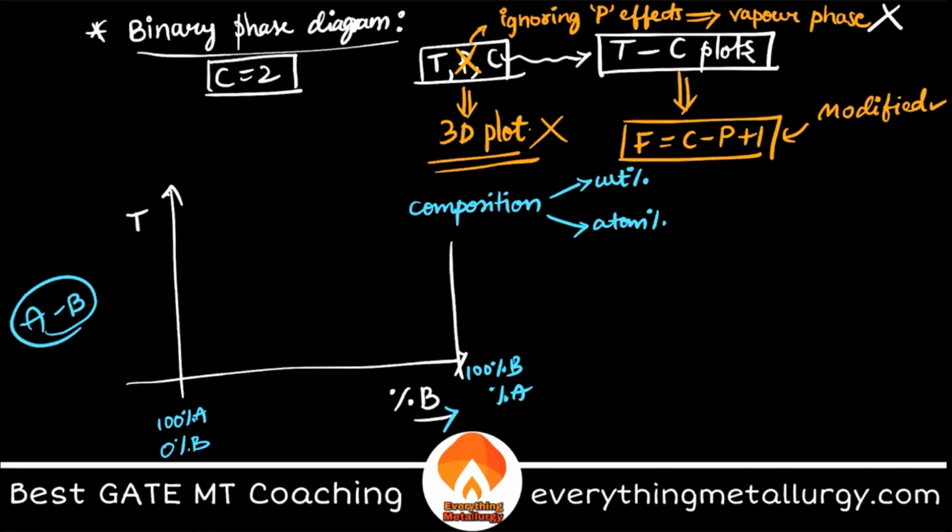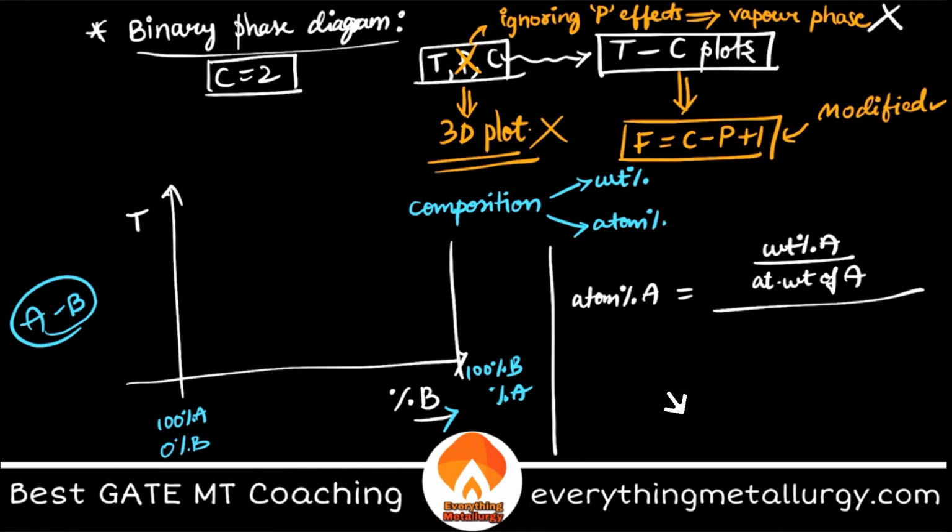It would be nice if you have a simple conversion formula. So if you want to get the atom percentage of A, this would be written as the weight percentage of A divided by the atomic weight of A, divided by the cumulative thing. That means the weight percentage of A by atomic weight of A plus weight percentage of B by atomic weight of B. Of course, because it is percentage, into 100.